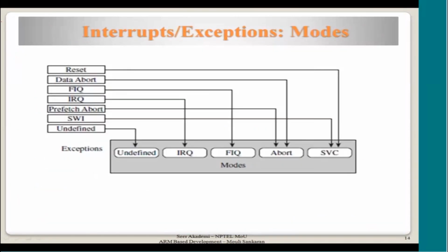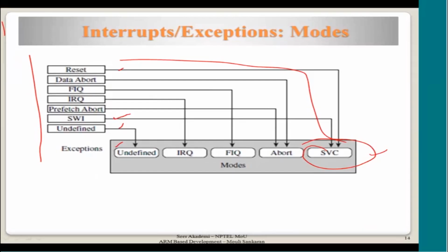Now I explained you already. What are the different modes of these different exceptions and interrupts? Reset executes in supervisor mode, and the software interrupt (SWI) also executes in supervisor mode. Abort, both prefetch and data abort, goes to abort mode. FIQ goes to FIQ mode, IRQ to IRQ mode, and undefined has a separate mode.